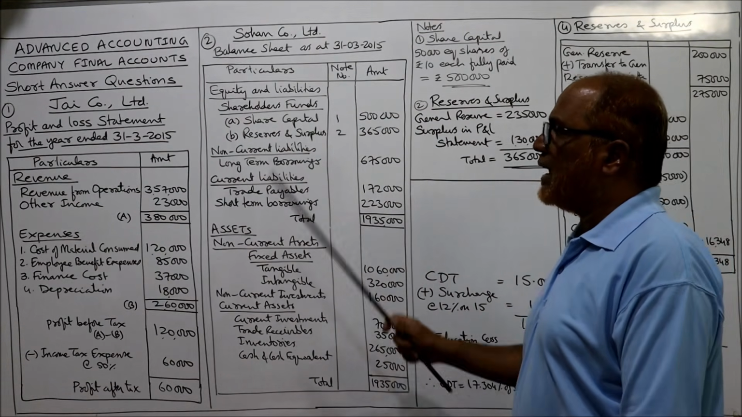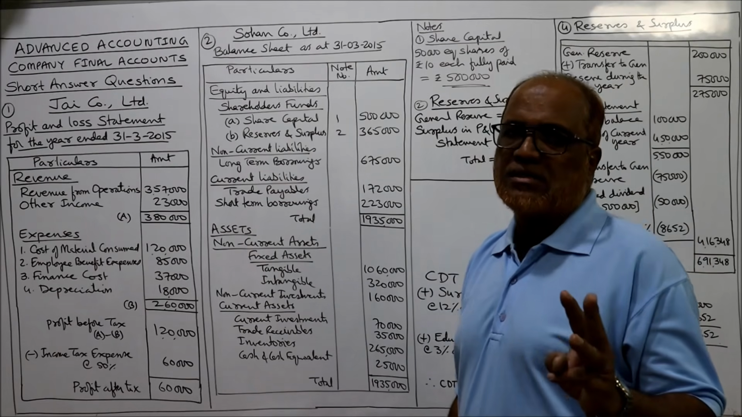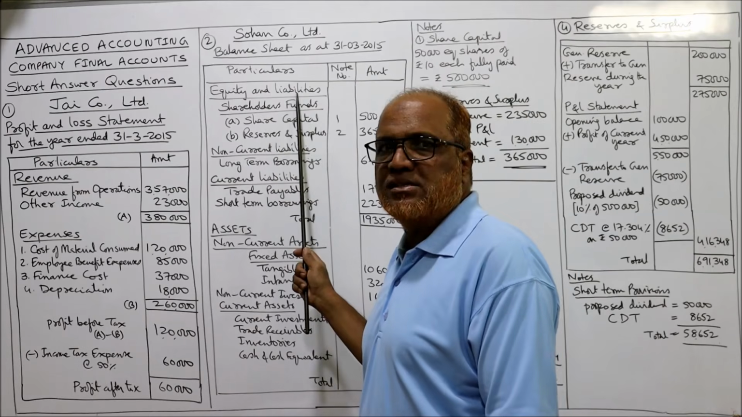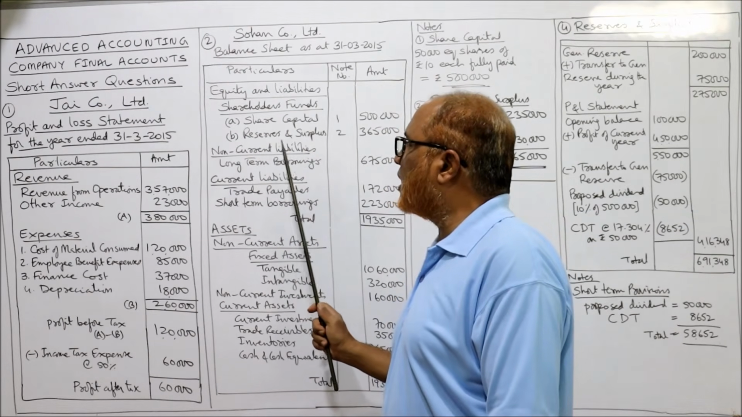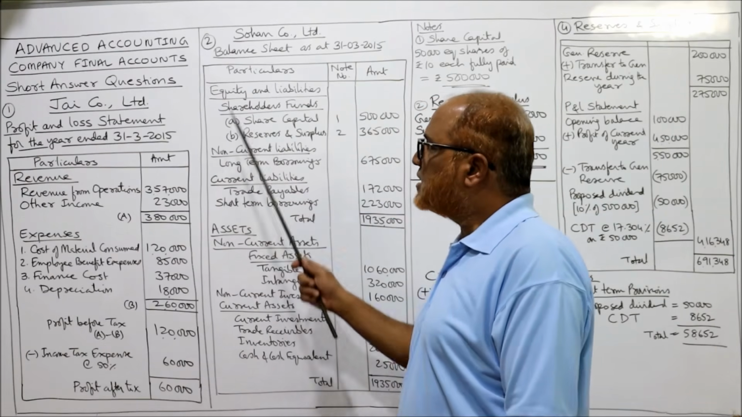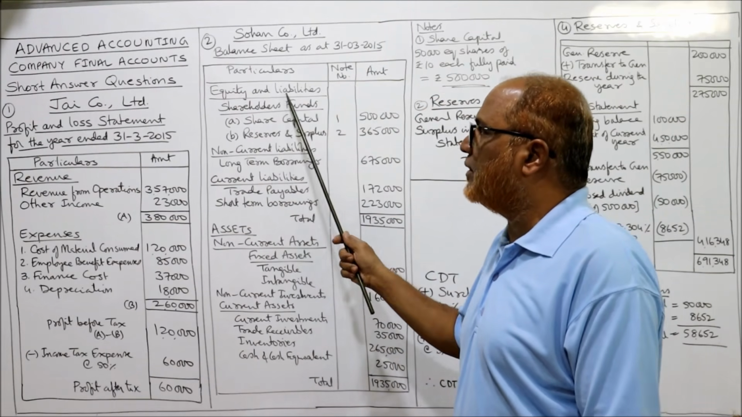Then non-current liability. There are 3 parts on the liability side. The first part is shareholders' funds, the second part is non-current liabilities, and the third part is current liabilities. These 3 parts are there under equity and liabilities.